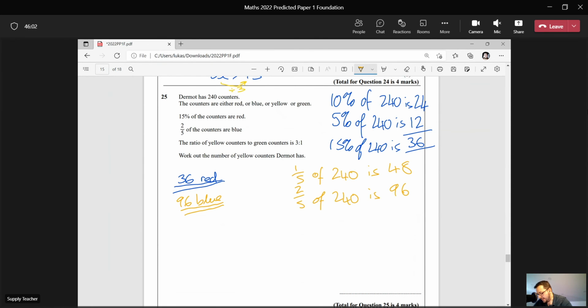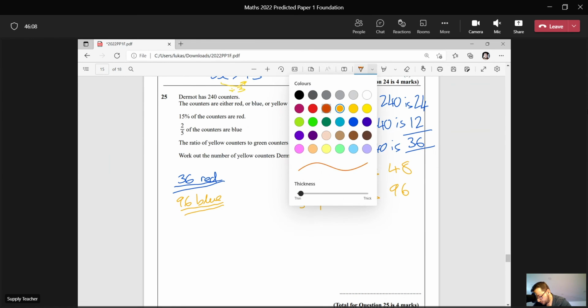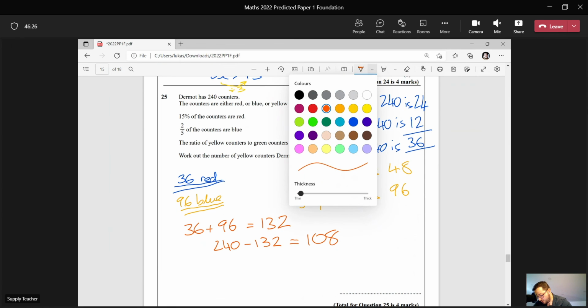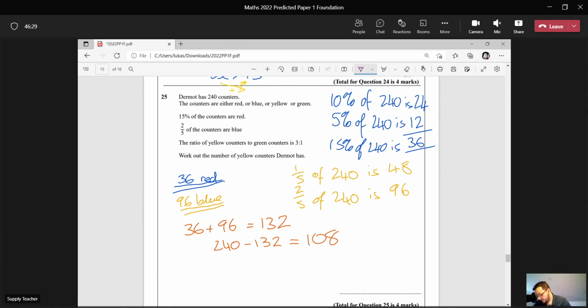Okay. So now we've got yellow and green left. So let's figure out what that actually looks like. So let's use a different colour to add up what we've got. So we've got 36 plus 96 is going to be 132. And to find out how many we've got left, we do 240, take away 132, which is 108. Okay. Now for the ratio, let's grab a different colour. We want to add up the numbers in the ratio. So 3 plus 1 is 4. So there are four parts of the ratio. So I've got 108 left, so I want to do 108 divided by 4, which is 27.